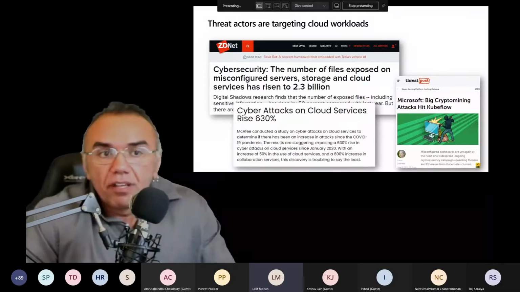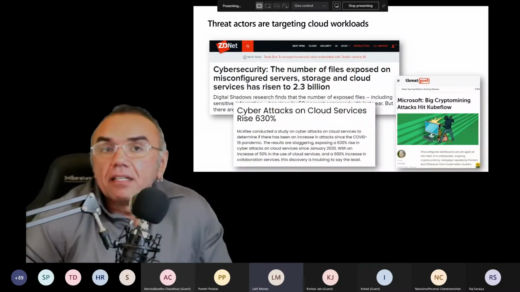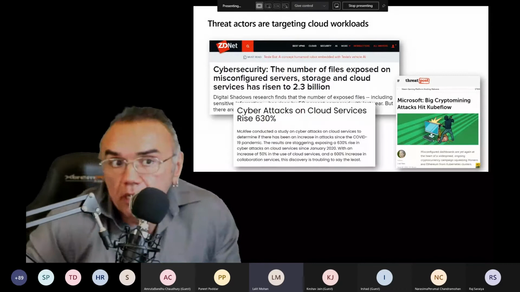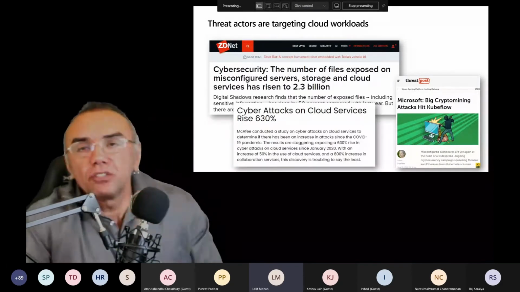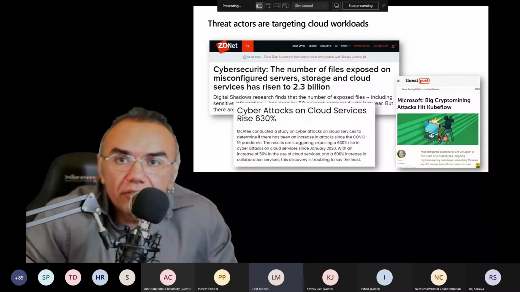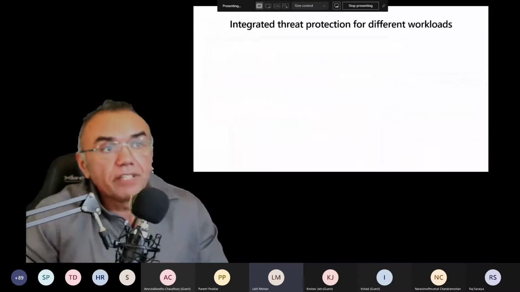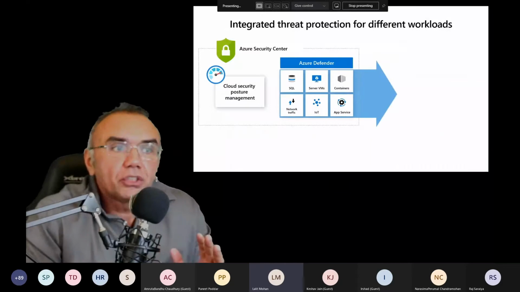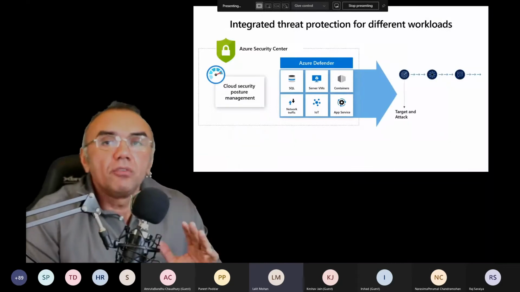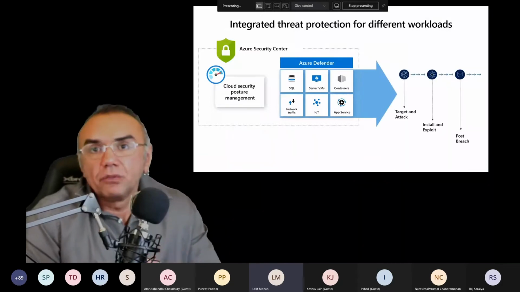One example is the crypto mining attack hit by Kubeflow. We identified this. We have threat detection for that using Azure Defender for Kubernetes. And for that reason, we ensure that our threat detection is based on different phases of the cyber kill chain.